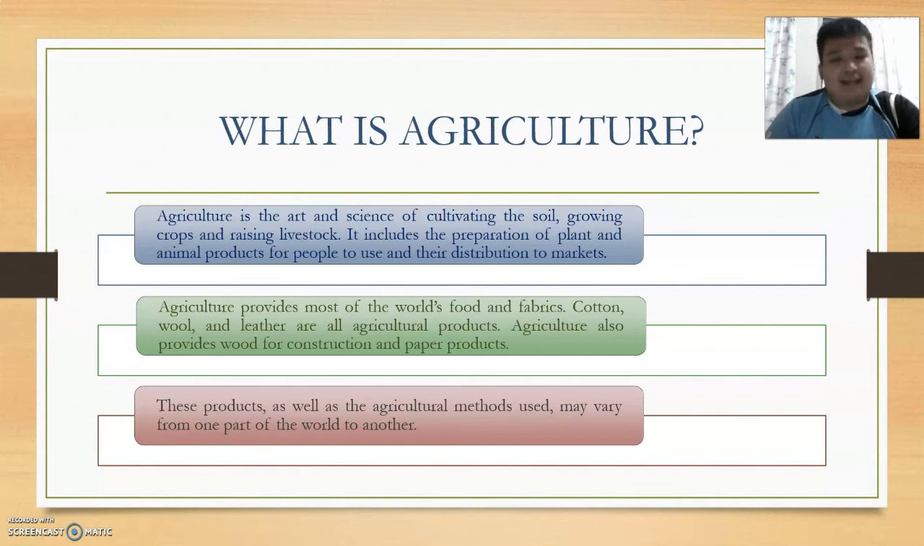Cotton, wood, and leather are all agricultural products. Agriculture also provides wood for construction and paper products. These products, as well as the agricultural methods used, may vary from one part of the world to another.